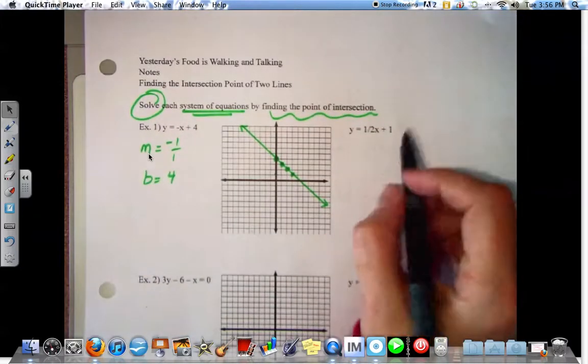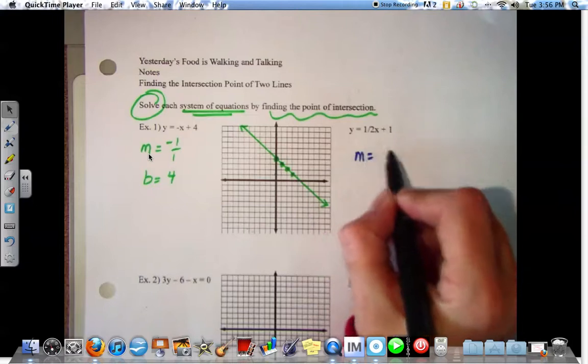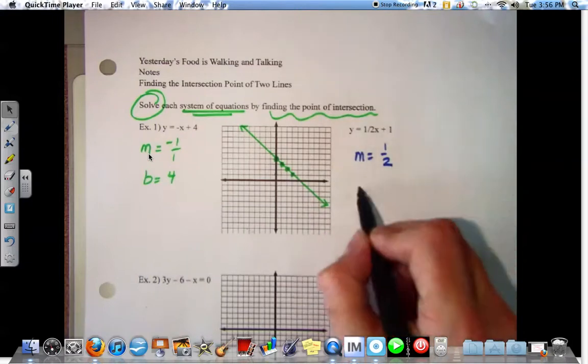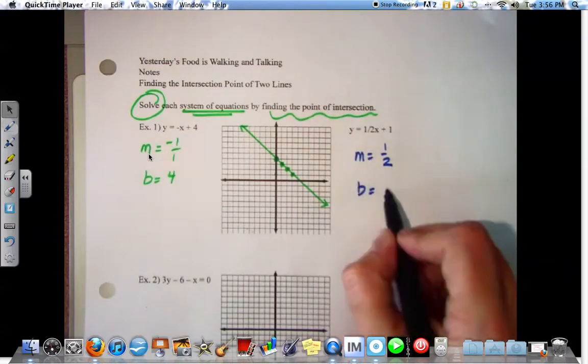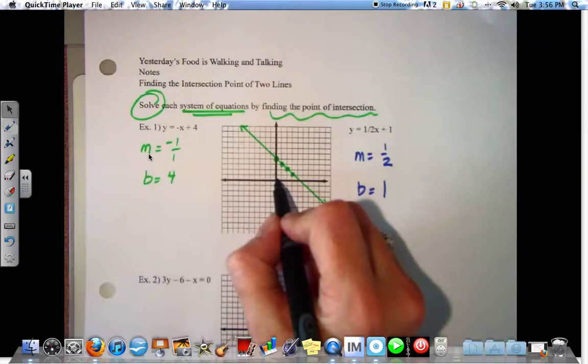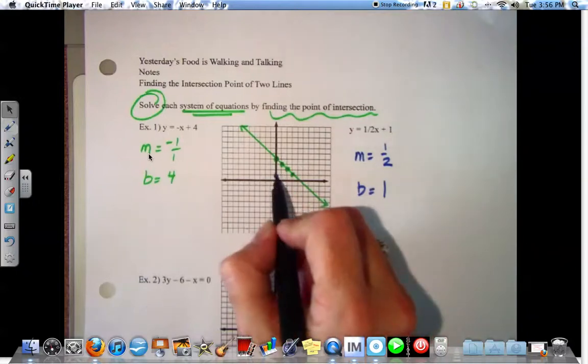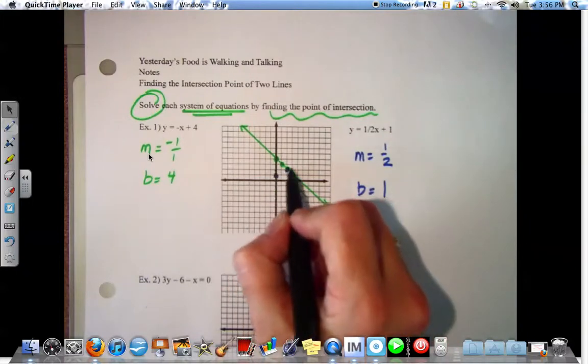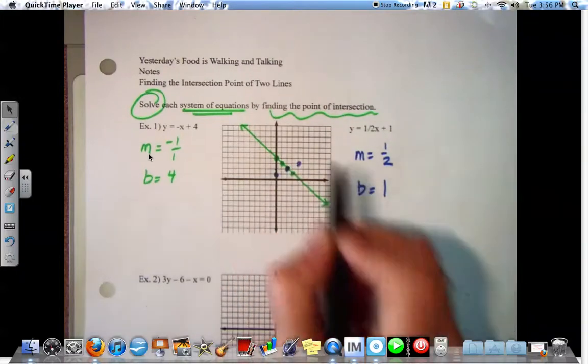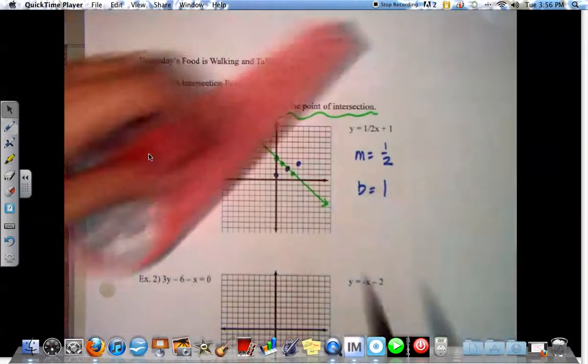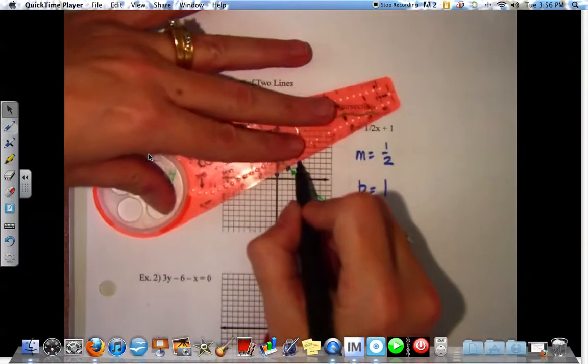Y equals 1/2 x plus 1. Your slope is 1/2. Your y-intercept is 1. So we're starting at 1, and we're going up 1 and over 2. Up 1, over 2. So this one's pretty easy to determine where they are running into each other.